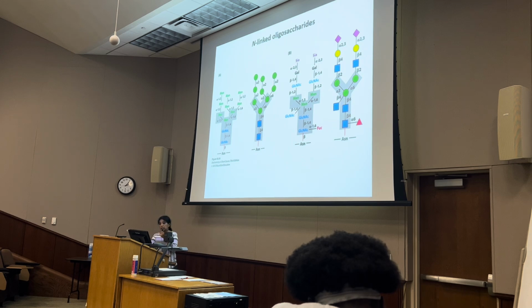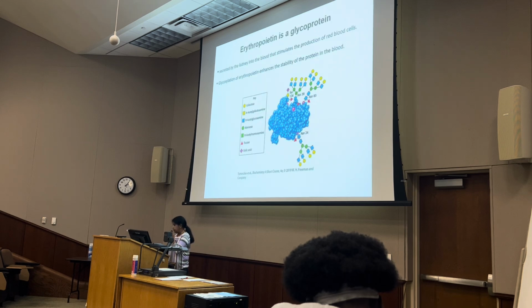So asparagine has a pattern, right? It has sugar groups here and branches out with different mannoses. So the whole take home is it's very specific. Erythropoietin is an example of a glycoprotein. By mass there is a lot of protein and some glycosylated versions of either serine or asparagine. It is secreted by the kidneys into the blood and stimulates red blood cell production. And glycosylation actually enhances the stability of that protein.